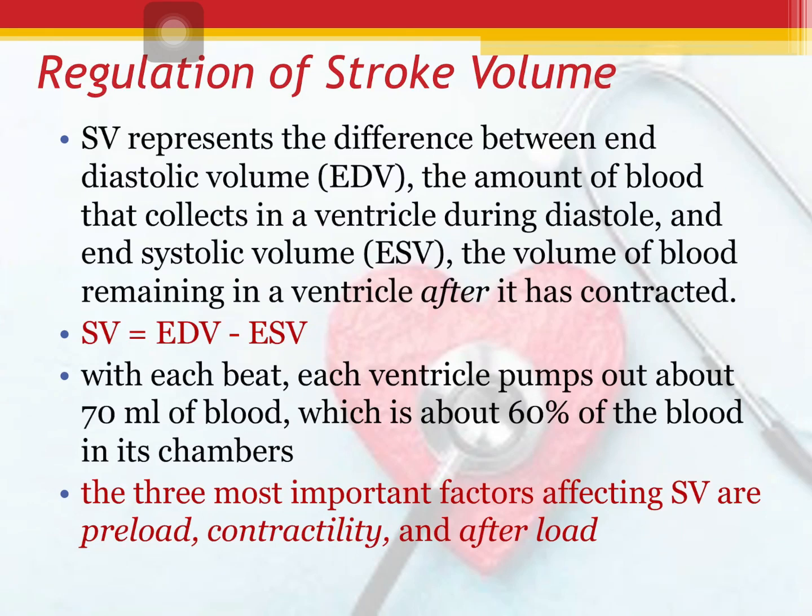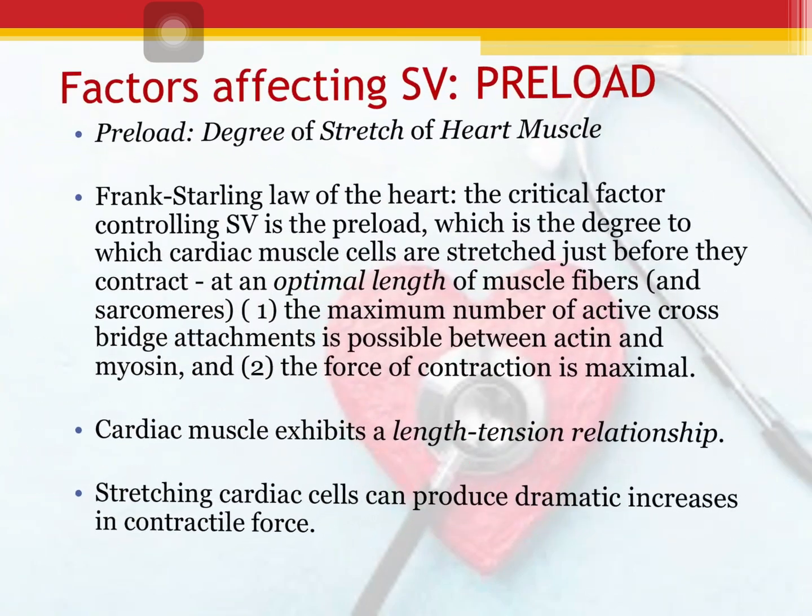Regulation of stroke volume. So, the stroke volume represents the difference between the end diastolic volume, the amount of blood that collects in the ventricle during diastole, and the end systolic volume, which is the amount of blood remaining in the ventricle after it has contracted. So the stroke volume can be computed as the EDV minus the ESV. With each beat, each ventricle pumps out about 70 ml of blood, which is about 60% of the blood in its chambers. The three important factors affecting the stroke volume are the preload, contractility, and afterload.